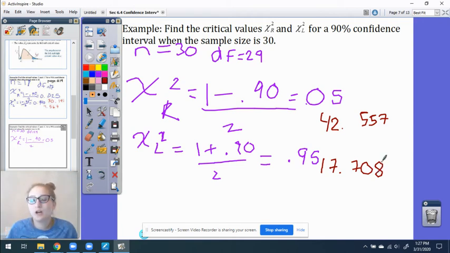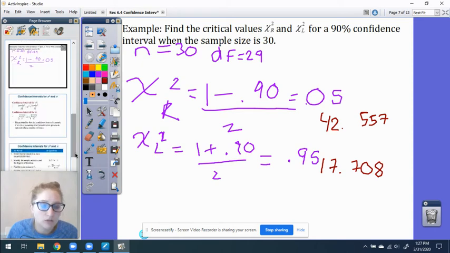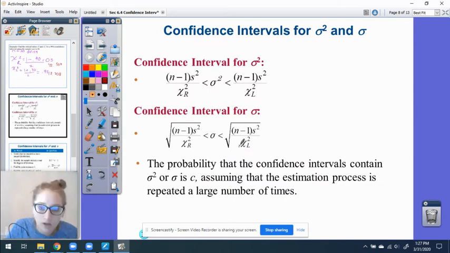Okay, so now what we can do with that is we can actually use those critical values to create our confidence intervals. So when you're looking at this formula, you'll notice the only difference between these two is the fact that your variance is squared, and to get the standard deviation, you just take the square root.